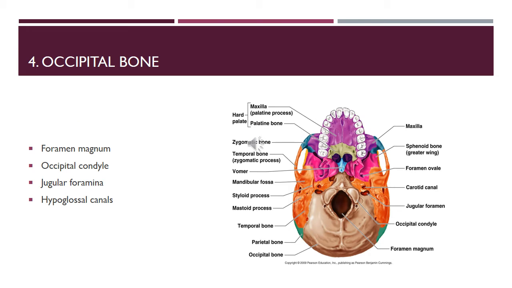Next is the occipital bone. It is situated at the lower back of the cranium. It houses the back part of the brain. The big hole here is called the foramen magnum. Then the occipital condyle, where the first vertebra, the atlas, fits in. Then the jugular foramina. There are two holes from which the jugular veins come out. Then the hypoglossal canal, through which the hypoglossal nerve passes.